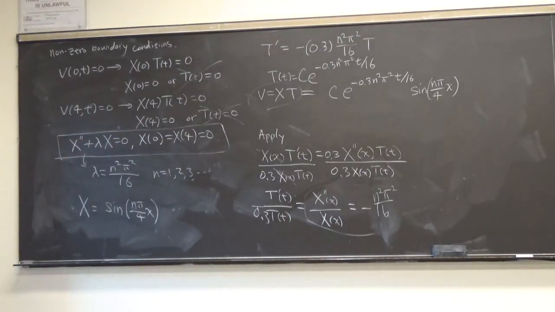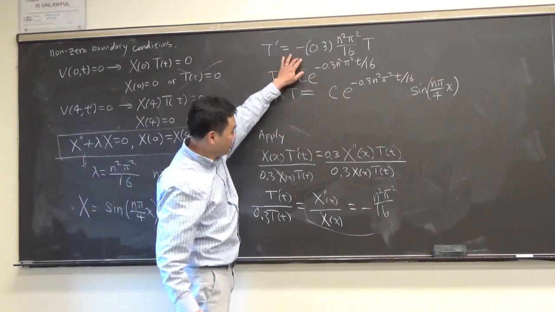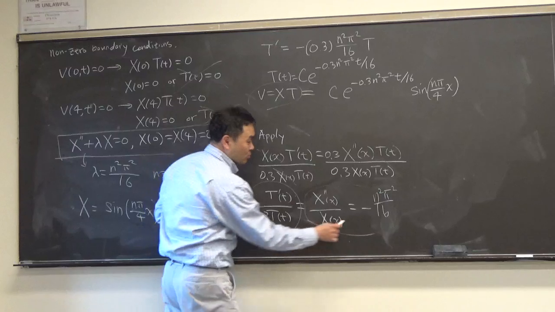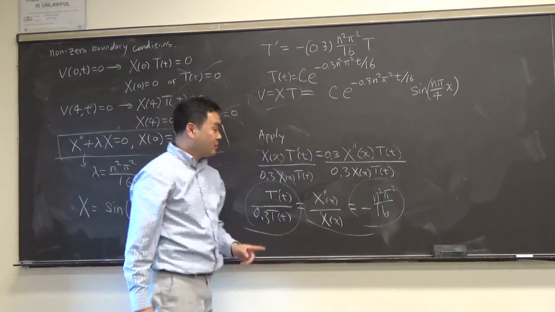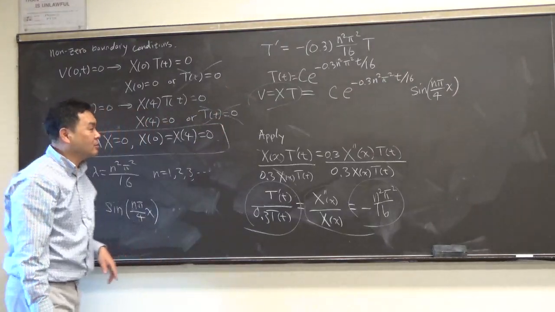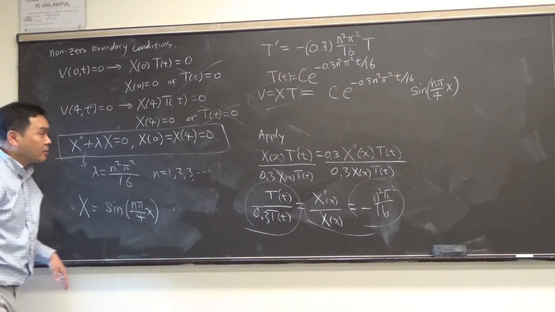Okay? T prime. Did I make a mistake? How do you get T prime? Where is it from? T, you mean this one? No. This one comes from here. This equals this. You multiply this to the other side, and you get this.